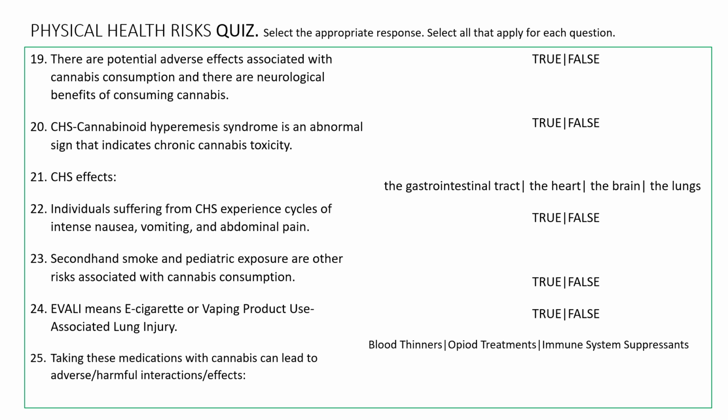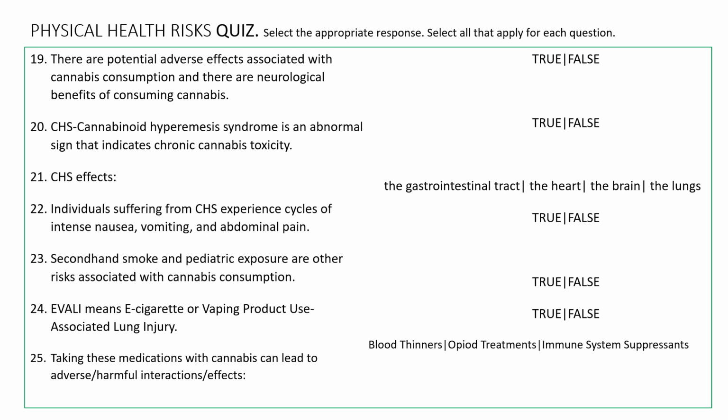Number 22. Individuals suffering from CHS experience cycles of intense nausea, vomiting, and abdominal pain. True or false? True. Number 23. Secondhand smoke and pediatric exposure are other risks associated with cannabis consumption. True or false? True. Number 24. EVALI means e-cigarette or vaping product use associated lung injury. True or false? True. Number 25. Taking these medications with cannabis can lead to adverse or harmful interactions or effects.